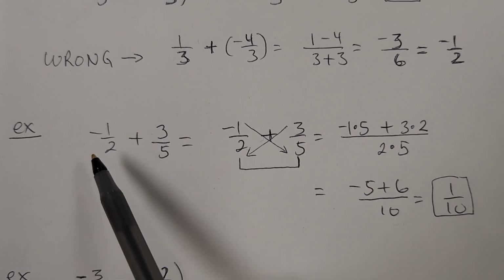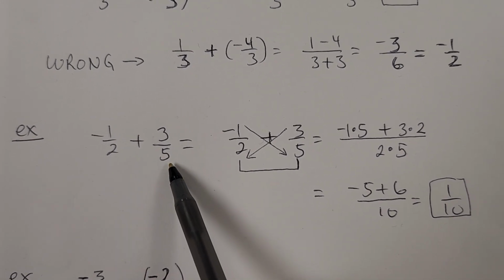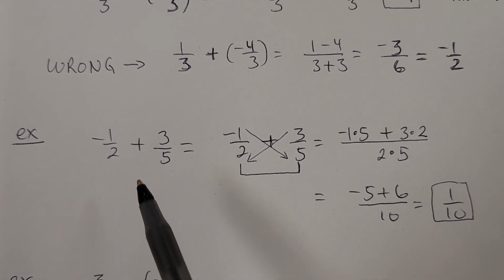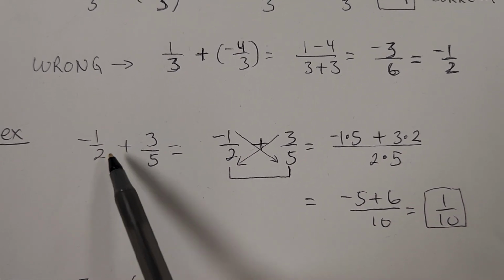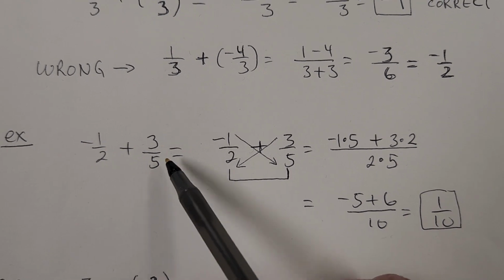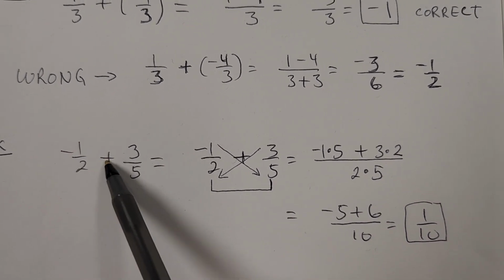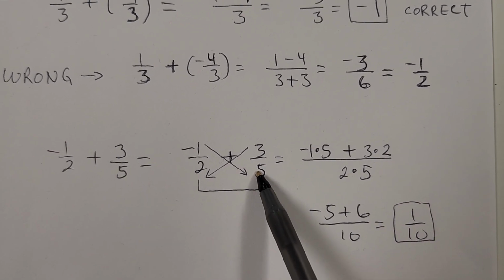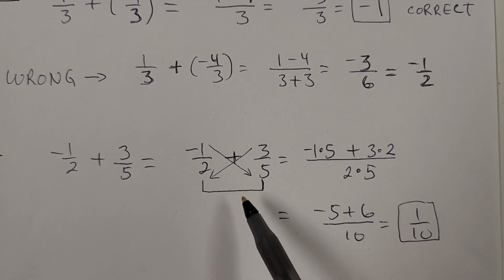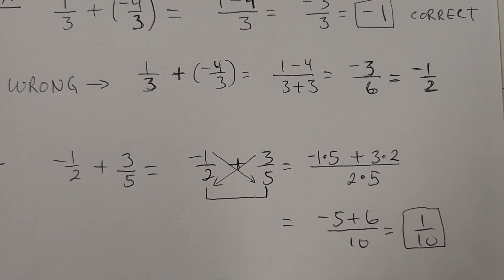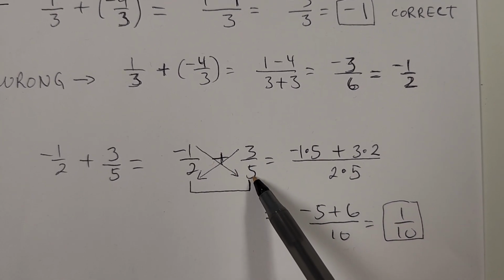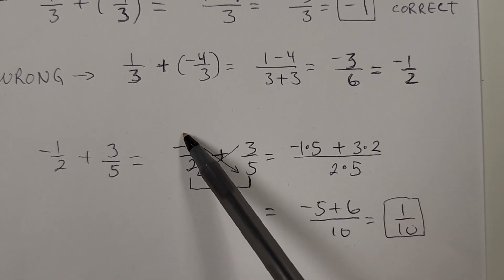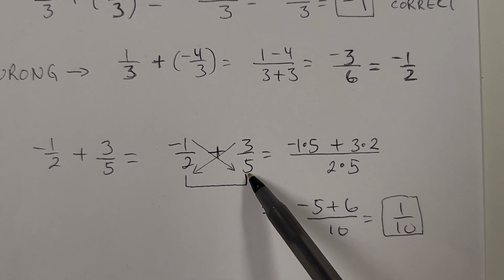So to do a different denominator, all you have to do is cross multiply. So here we go. I have negative 1/2, or negative 1 over 2, plus 3/5. So I'm going to copy this on this side so that you can see the work. When you cross multiply, always start from the left and go down to the right. So top left, go down to the bottom right.